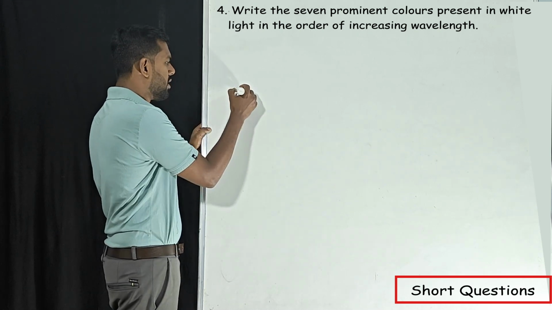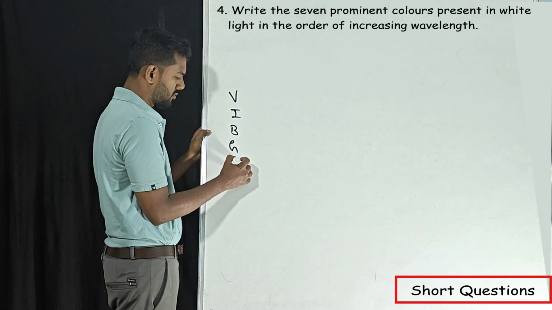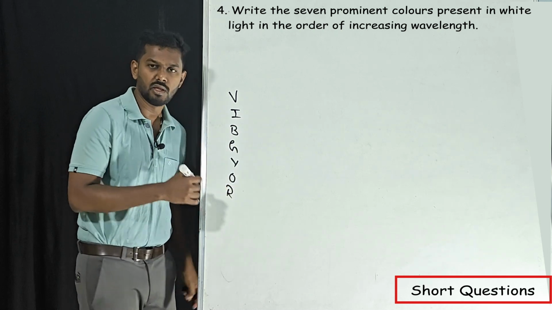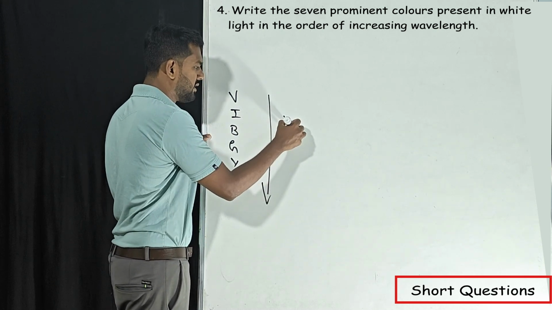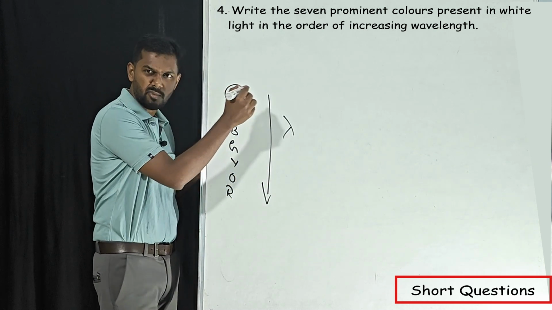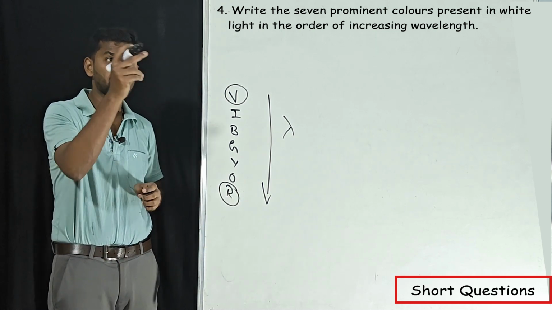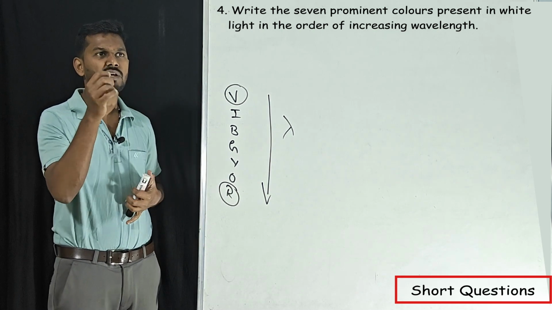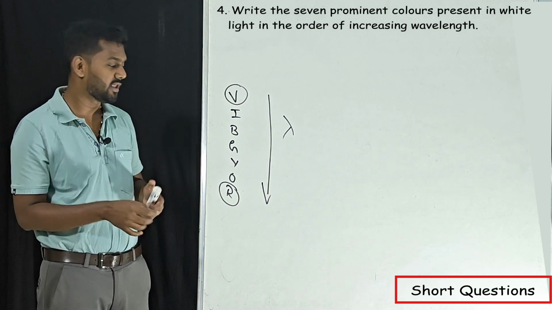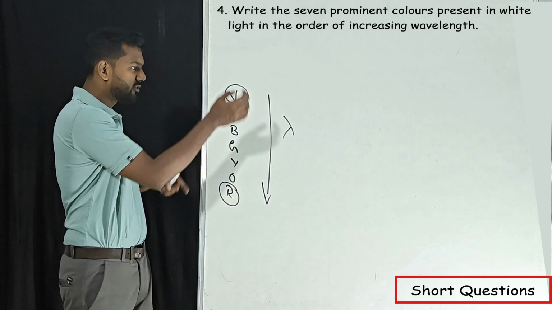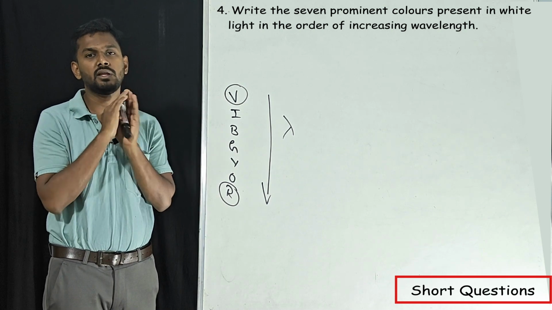VIBGYOR. Violet, indigo, blue, green, yellow, orange, red. See, this is the increasing order. Violet has minimum wavelength, red has maximum wavelength. If they change the same question to the 7 prominent colors present in white light in order of decreasing wavelength, then you have to start from red. If you start from violet again, it will be completely wrong.